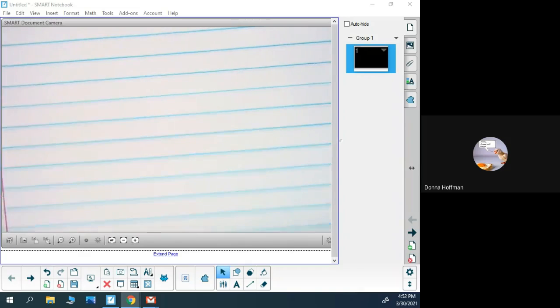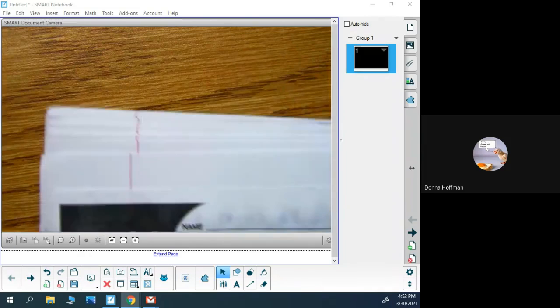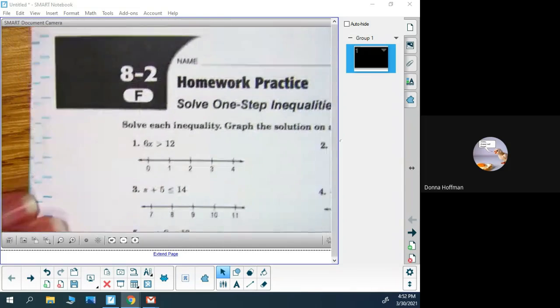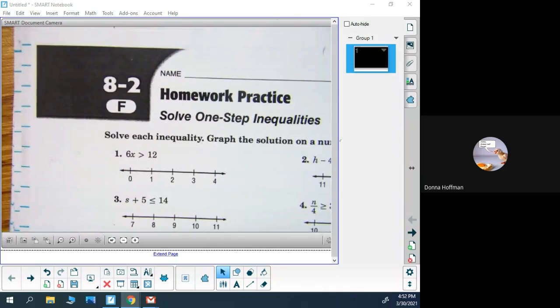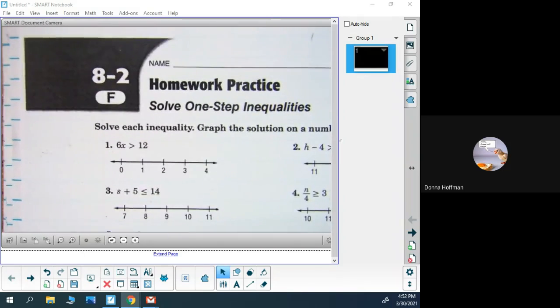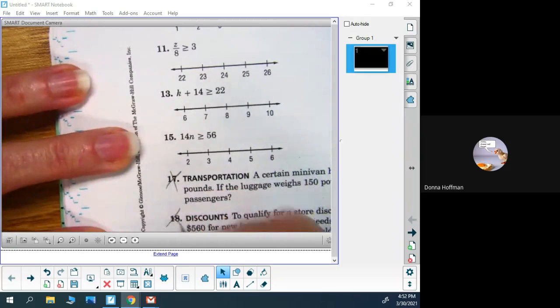Okay, the last page you're going to get is the homework practice. So there's 3 pages with this one on solving one-step inequalities. Okay, and I want you to do 1 through 16. Don't worry about 17 and 18.